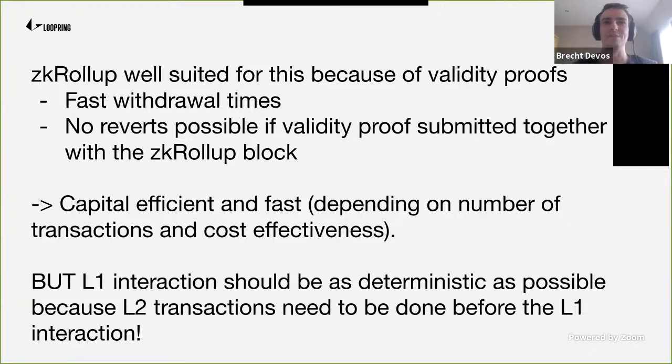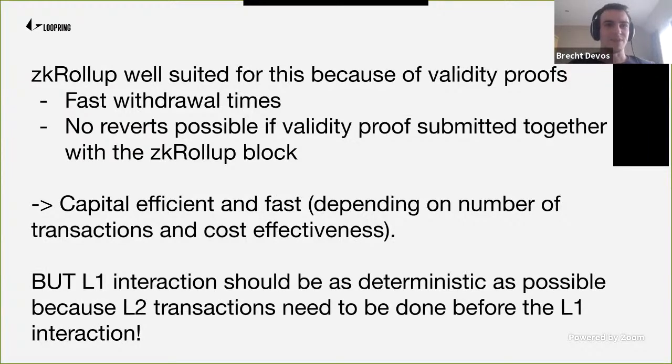We can do it immediately, and if the validity proof is submitted next to the block, then we can do everything at once. So we can do L2 block validation, and at the same time we can do L1 transactions. That just makes the design a lot easier, because otherwise there's the extra delay, and there can also be extra reverts. If a revert is possible with a fraud proof, then all the L1 interactions that were done need to be reverted as well, which is very hard to do.